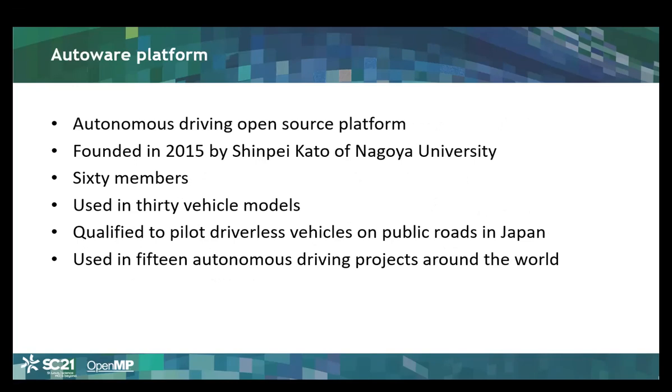The Autoware platform is an autonomous driving open source platform, which was founded in 2015 by Shinpei Kato of Nagoya University. There are 60 members, and it's used in 30 vehicle models. The platform has been qualified to pilot driverless vehicles on public roads in Japan, and it's currently used in 15 autonomous driving projects around the world.